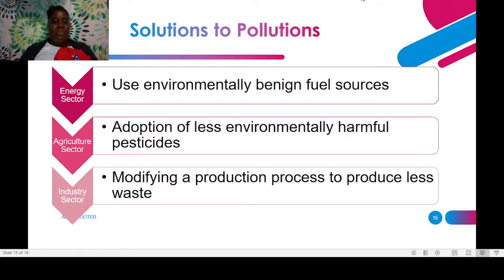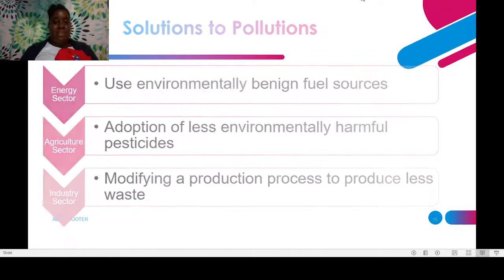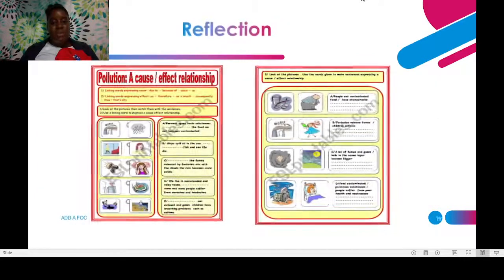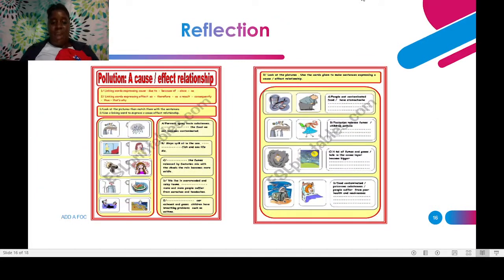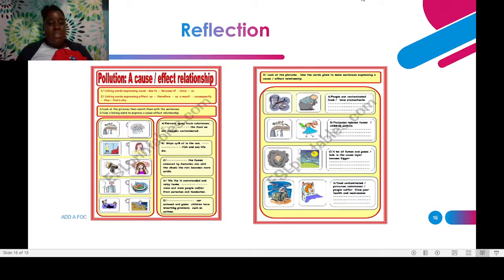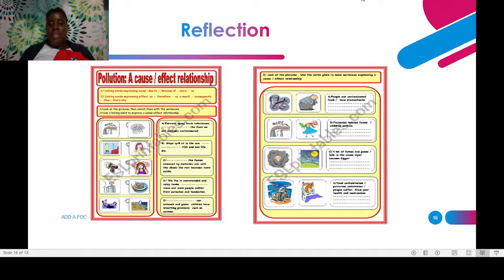Now that we have defined pollution, we have defined pollutant, we will now have a reflective activity. And we will be looking at some cause and effect relationships of pollution. Now I would like you to complete this activity in your notebooks, and I would like you to take a picture of it and send it to me so I can mark it.